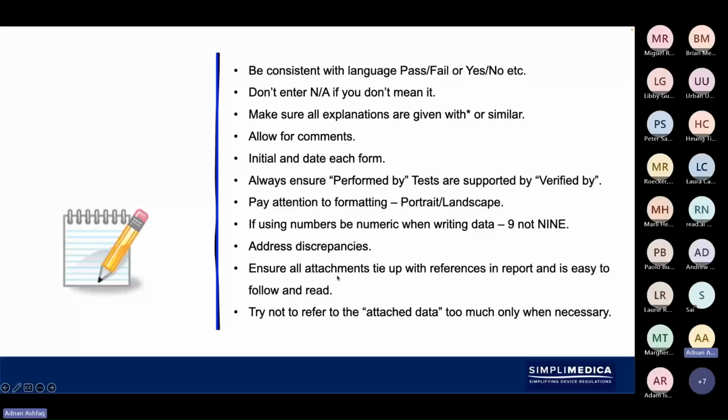If you've got discrepancies, make sure they've been addressed. If you've got failures, go back and retest to make sure that you've got the acceptance criteria passed. And if you've got a situation where the acceptance criteria is not passed, you need to have a good rationale for accepting the equipment to be fully qualified with failures.